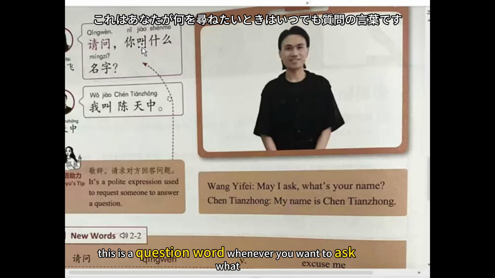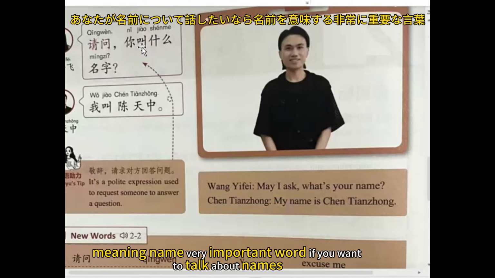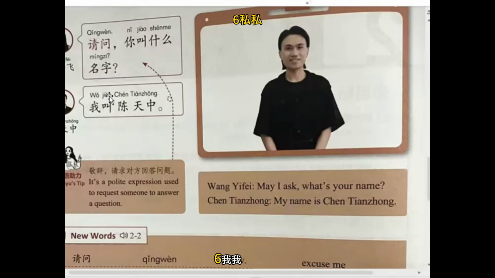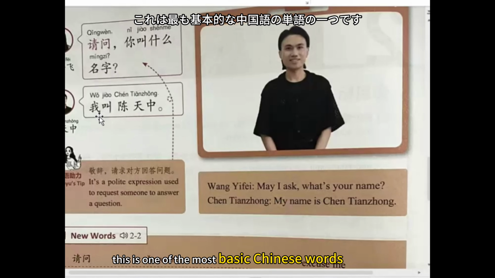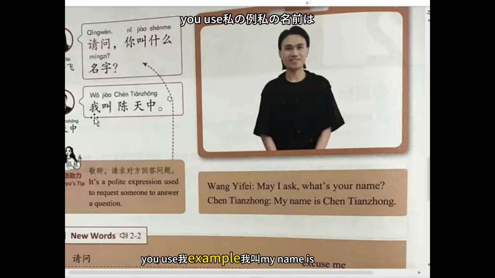4. 什么, meaning what. This is a question word. Whenever you want to ask what, you can often use 什么. Example, 你叫什么名字? What is your name? 5. 名字, meaning name. Very important word. If you want to talk about names, this is the word you need. Example, 名字 equals name. 6. 我, meaning I, me. This is one of the most basic Chinese words. When you talk about yourself, you use 我. Example, 我叫, my name is.